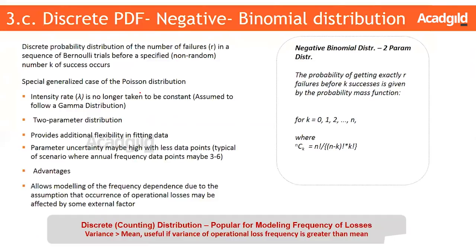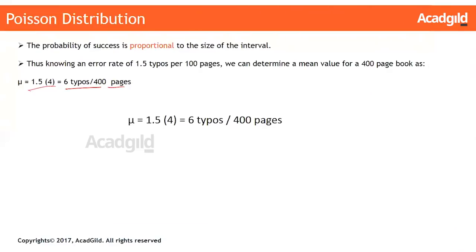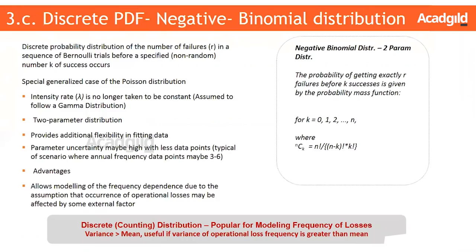Next, we do something called the negative binomial distribution. So, let me give you an example. We'll just talk about it, not go much in detail. In case of negative binomial distribution, suppose you need 4 successes from the toss of coins. So, you keep tossing the coin till you get 4 successes. How many trials you need to do to get those 4 successes is a negative binomial distribution.